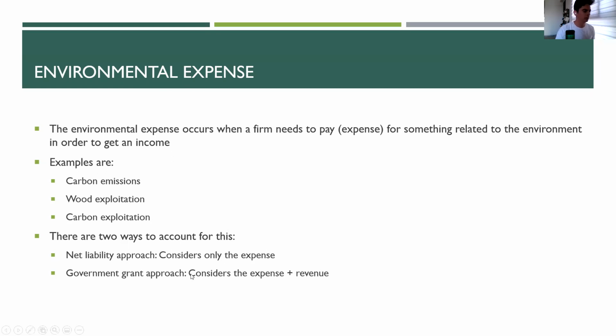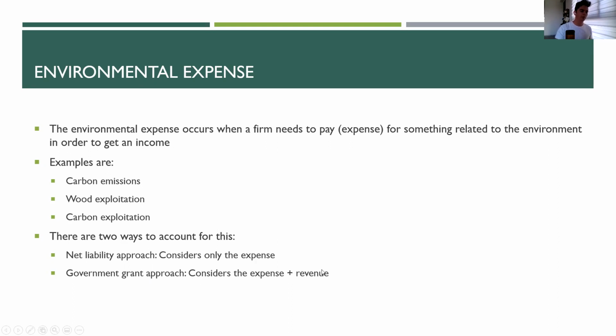And there are two ways to account for this. One is called the net profit approach. Sorry, there's a mistake here on the slide. In this method, you consider only the expense that you are paying. We will put it into practice, but that's the basic idea: when you report, you only report the expense. And the other approach is called the government grant approach.